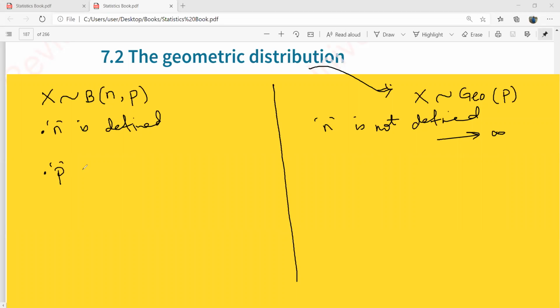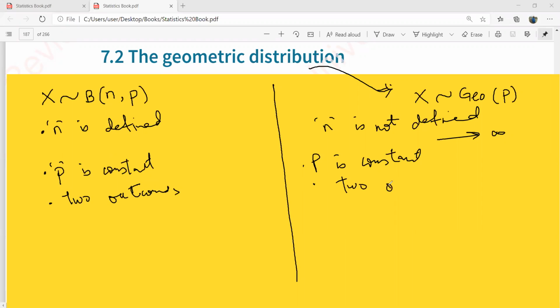This p is constant. Okay, and here this p is also constant. Before that, I must have told you that we have just two types of outcomes here, which are the success and the failure. We have the same here, two outcomes in this as well, the success and the failure.